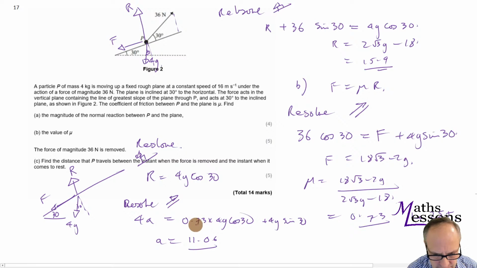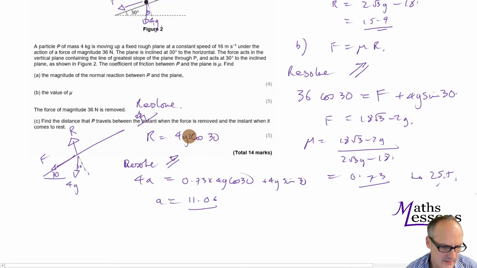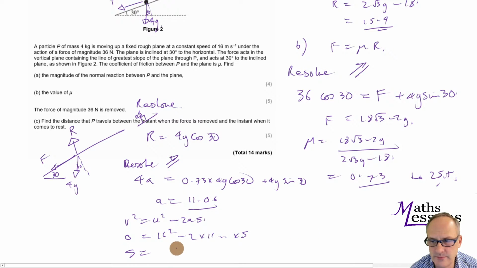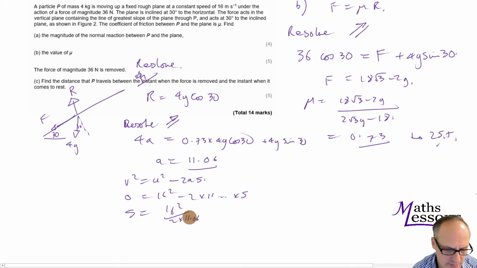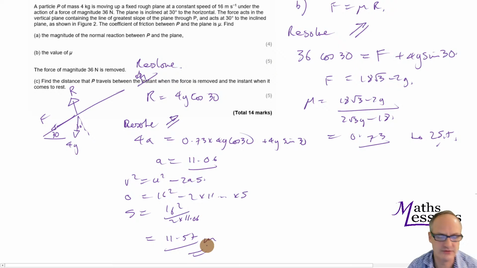Remember, when you put in this 0.73, you don't put that in, you put in the accurate value for mu to work out this value, then add that, and then you find your A from that. Now, we want to find the distance that he moves. So we're going to use v squared equals u squared minus 2as. What we've got is 0 for the v, 16 for the u, so 16 squared minus 2 times 11, and the rest, times s. So therefore s will equal 16 squared over 2 times 11.06. And once you've worked that all out, remember, you again don't just put the 11.06, you put the most accurate value into this equation, and you only round at the end of the question. So we get 11.57 meters to 4 significant figures for our final answer.